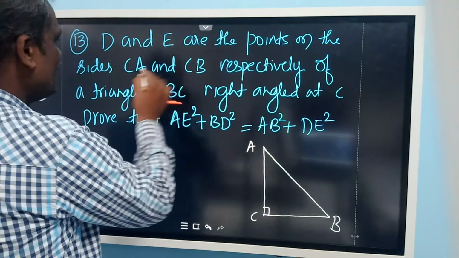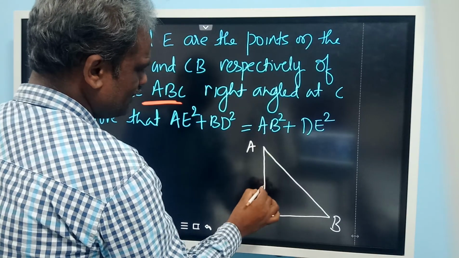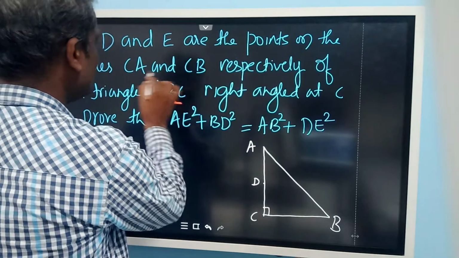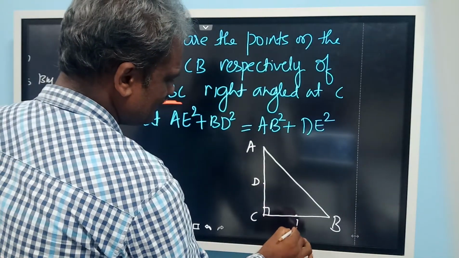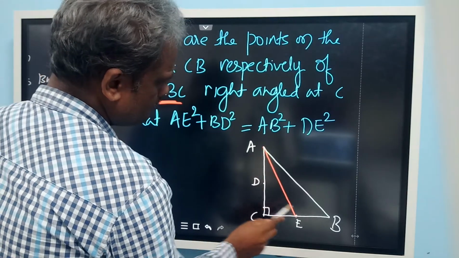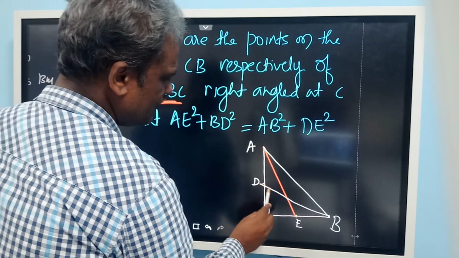Okay. Then D and E are points on the sides. Let us take this point as D. And E is a point on the other side. I will take this as E. Join this one, AE. Join this one, BD.